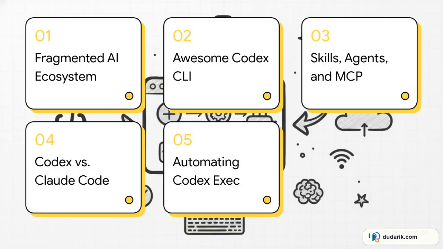Here's our quick roadmap for today. We're going to start with the fragmented AI ecosystem, then take a look inside the awesome-codex CLI list. After that, we'll hit skills, agents, and MCP, do a quick Codex versus Claude Code comparison, and finally wrap up with automating using Codex exec.